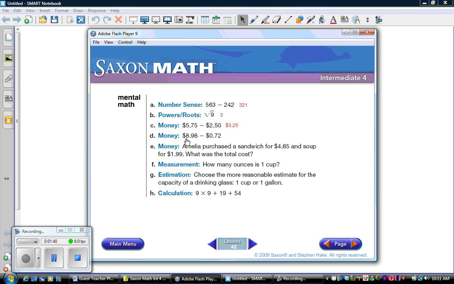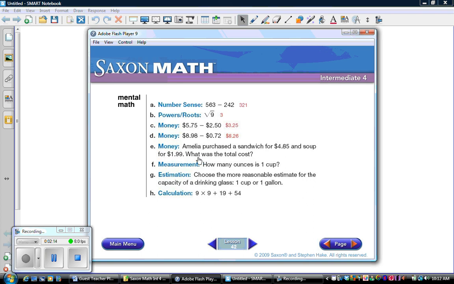Okay, money. Let's look at $8.98 minus 72 cents. Again, this one would require no borrowing, so it's easy to do mentally. $8 minus $0, we're still going to have $8. Now let's look at the tens. 9 minus 7, that would be 2, right? And 8 minus 2 would be 6. So we have $8.26.